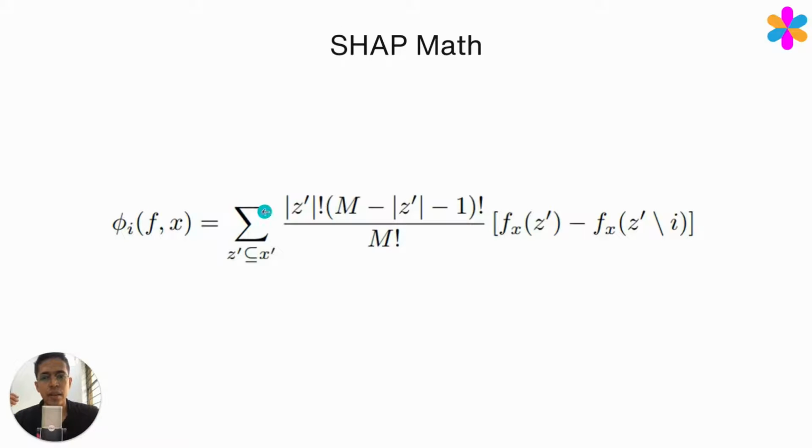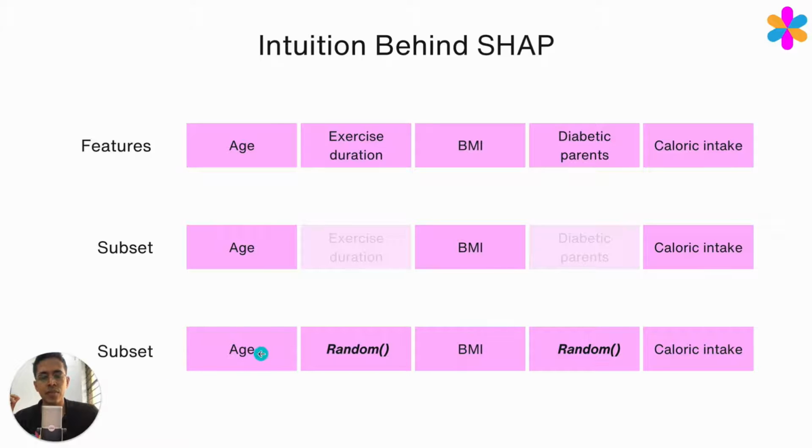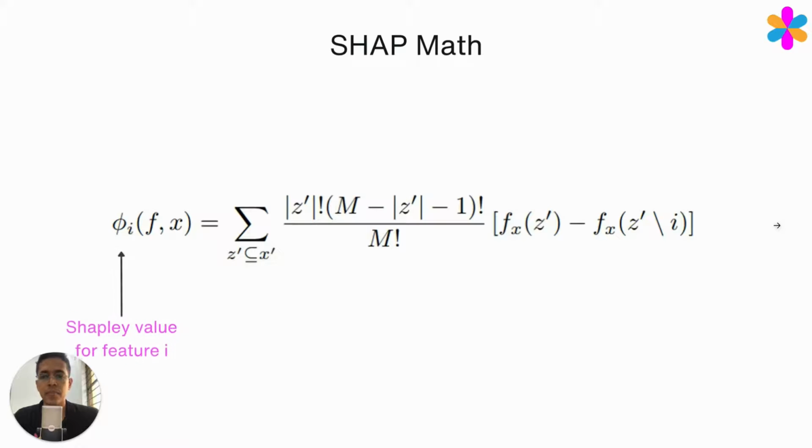Similarly, that is the reason why here we have this sigma summation symbol, because we have to do summation of the contribution of the feature called age when that feature is belonging to different subset features like this. So we can create different subset features in which age is a part. You can have just age and exercise duration as 2 features, and the remaining 3 features can be random values. You can have age, BMI, and diabetic parents as the 3 features, and the remaining 2 features could be random values. So there are many different feature subsets that we can create in which age is a part, because age is the feature that we are currently looking at.